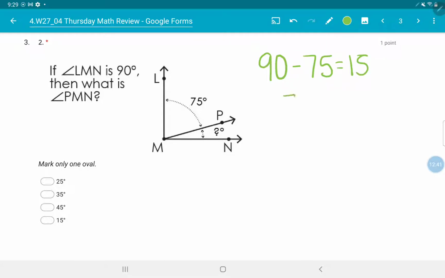So you did 75 plus something equals 90, and you figured out that the missing part was 15? Yeah. Okay, very good. Anybody else do that differently? What did you do to figure that out, Scotty? Minus 90 from 75. Okay, 90 minus 75.